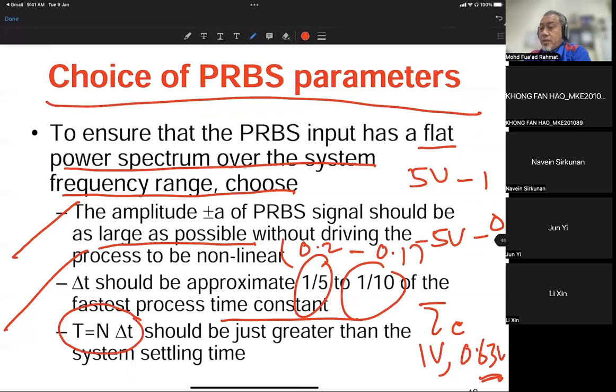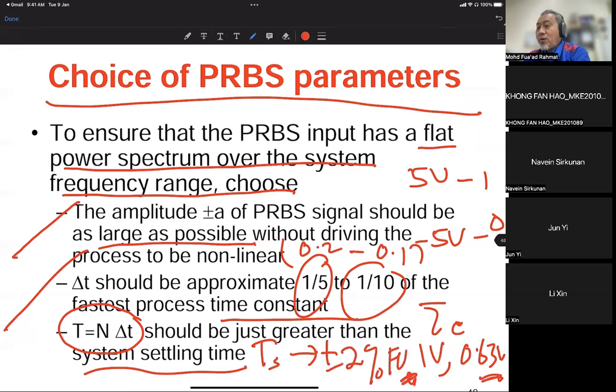And the period of the PRBS, T, which is equal to n delta T, should be just greater than the system settling time. So what is settling time? Settling time is the time where the response will reach plus or minus 2% of the final value. So if the final value is 1 volt, plus 2% is 1.02, minus 2% is 0.98. So in between that.